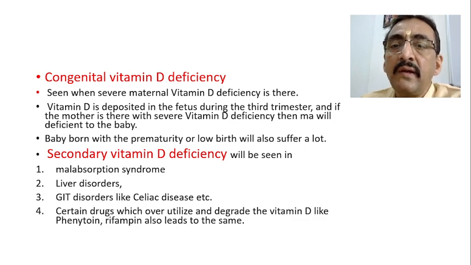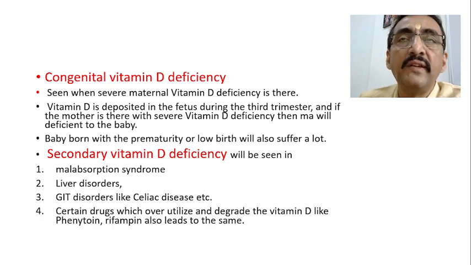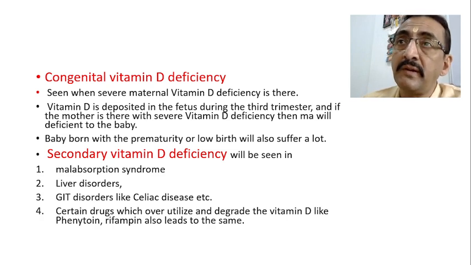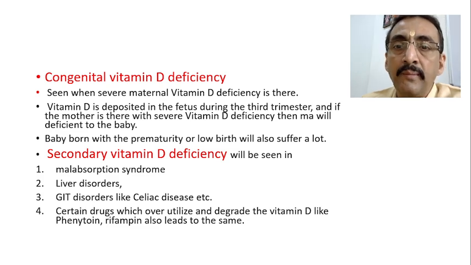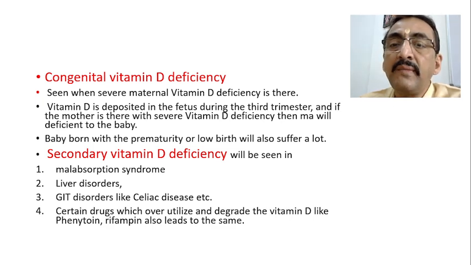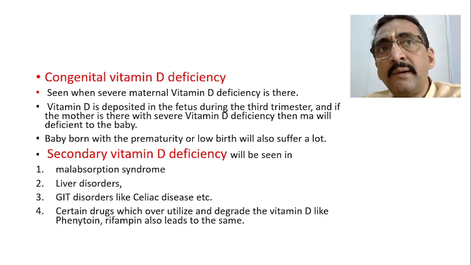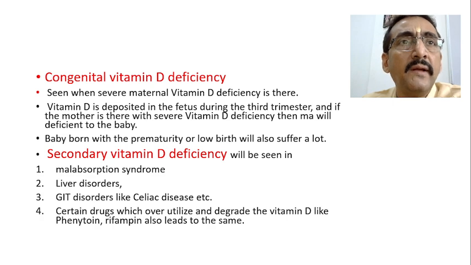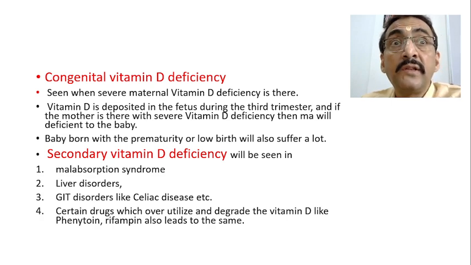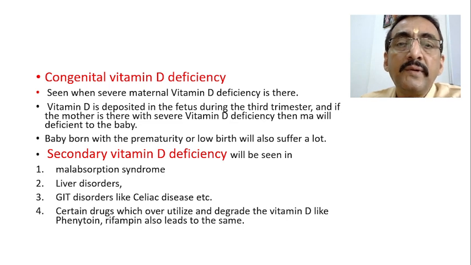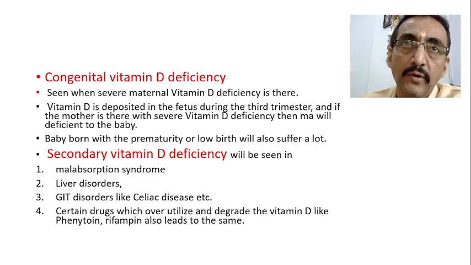This is seen in severe maternal vitamin D deficiency. Suppose a mother is suffering from severe vitamin D deficiency, then even the baby will have the same problem. Vitamin D is deposited in the fetus during the third trimester. And if the mother has a severe vitamin D deficiency, then there will be deficiency in the baby also. Vitamin D is one of the storage vitamins, isn't it? So during the third trimester of the pregnancy, usually enough vitamin D from the mother's body will be deposited in the fetal body.